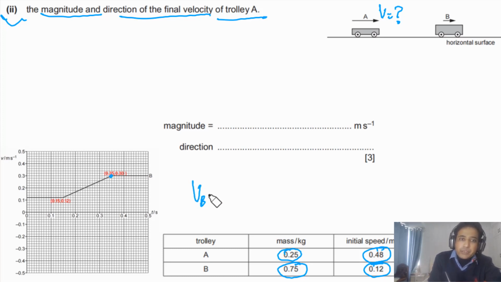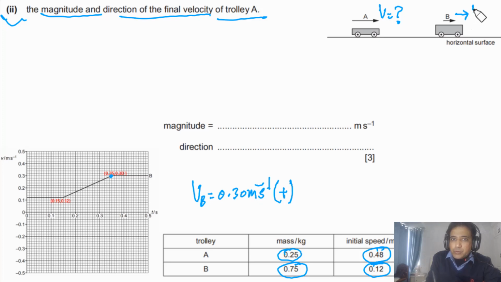And VB, we can say, is equal to 0.30 meters per second, and this value is positive. It means this trolley is moving to the right. So this is VB, and VB is to the right. In any question, if it is not given to you whether to the right is positive, or to the left is positive, or up is positive, or down is positive, by convention to the right we take as positive, and upwards we also take as positive. These are the conventions you will see in the exams, and also in different textbooks. So we follow these conventions.